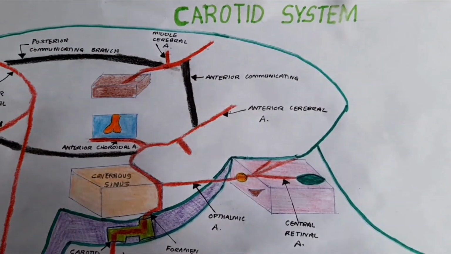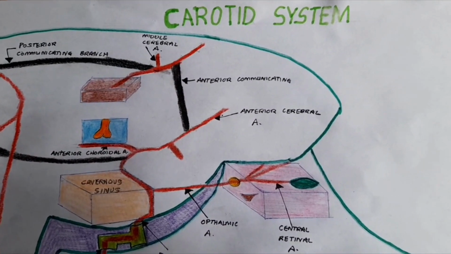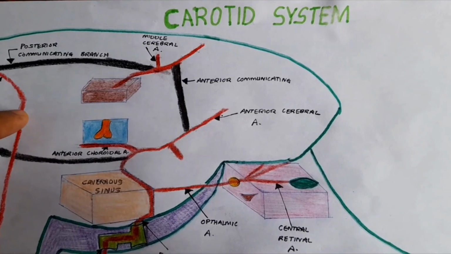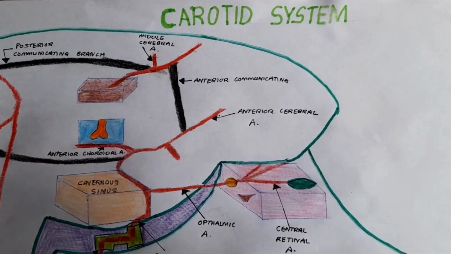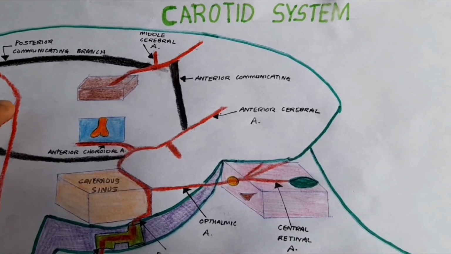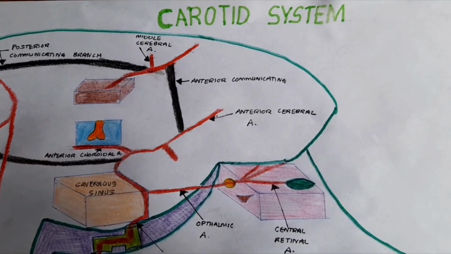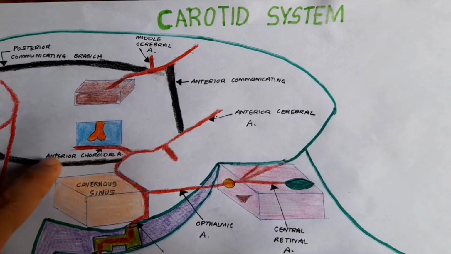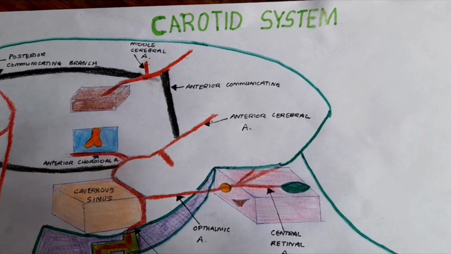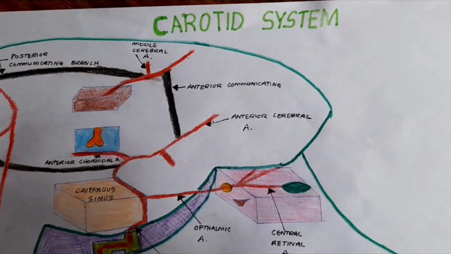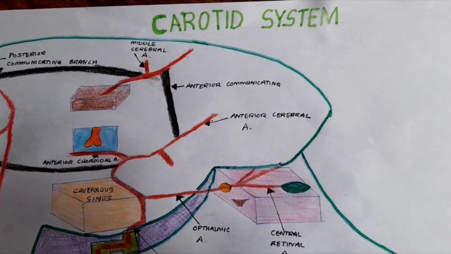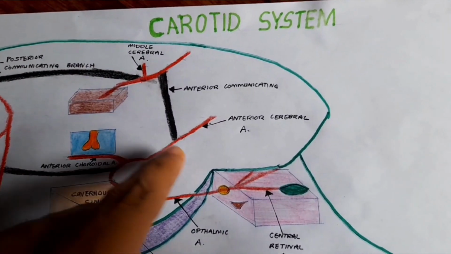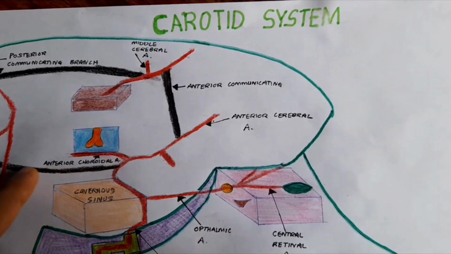Now when these two are connected, we need to connect the carotid system and the vertebrobasilar system. How do we connect them? What connects them is this here, the black one. This is the posterior communicating branch. So the vertebrobasilar system is connected with the carotid system by this posterior communicating branch. There are two posterior communicating branches, one over here and one over here.